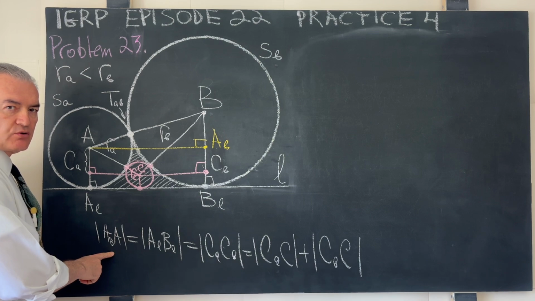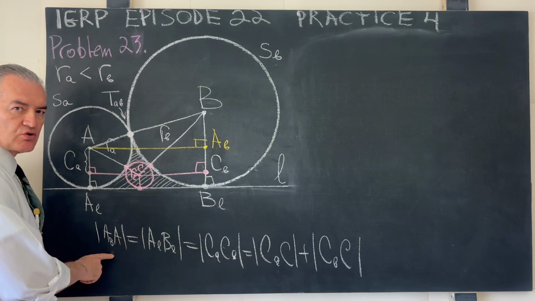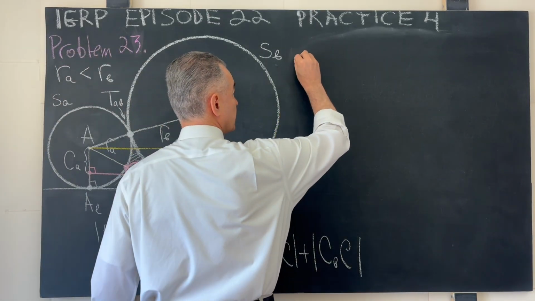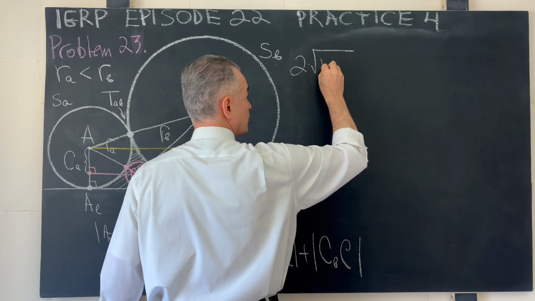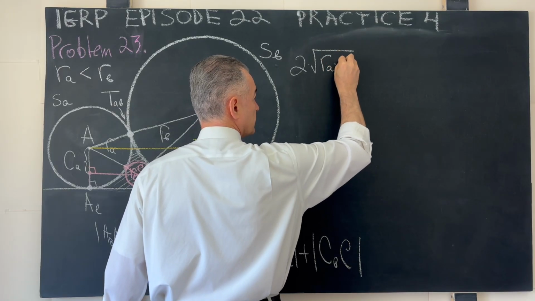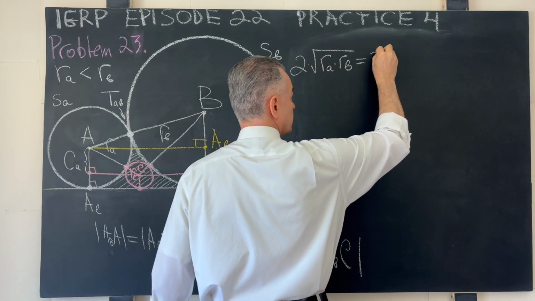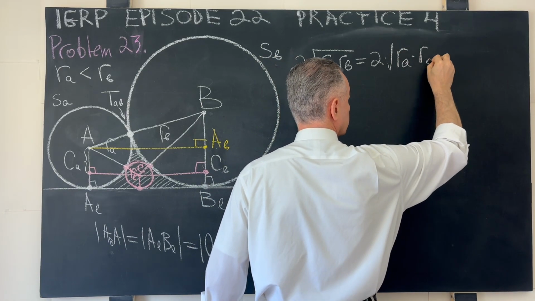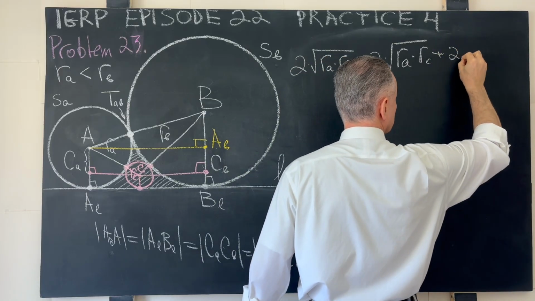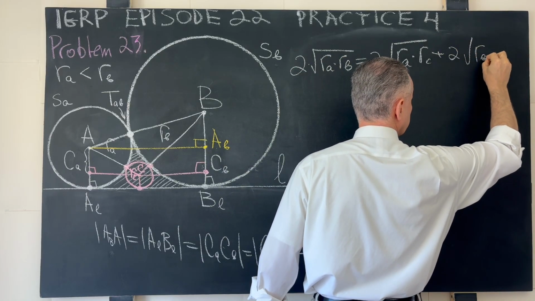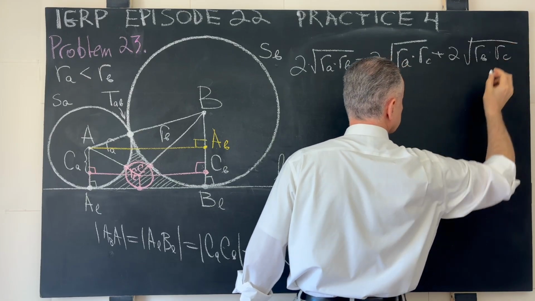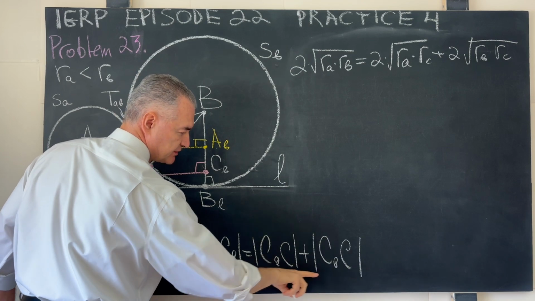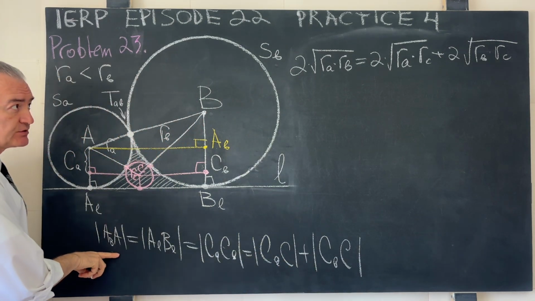And all we have to do now is inject into this relation shown on the bottom left of your screen the relations that we obtained previously. That is 2 times square root of the product RA times RB is the same as 2 times square root of RA times RC plus 2 square roots of RB times RC. These are the relations that we developed for this distance, and this distance over here.